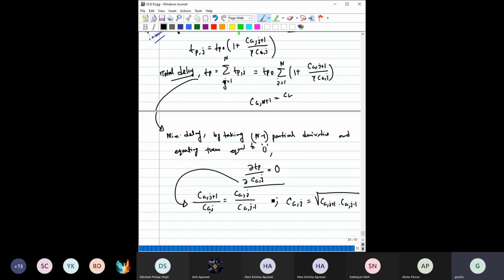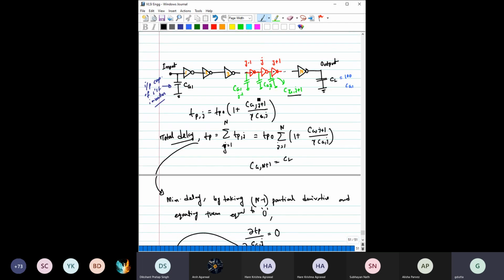So what should be the criteria for minimum delay? The minimum delay criteria should be such that CGJ, that is the gate capacitance of the jth stage, should be the geometric mean of its neighboring stages, right? This is called the geometric mean, because j minus 1 is one of the neighboring stages and j plus 1 is another neighboring stage, right.